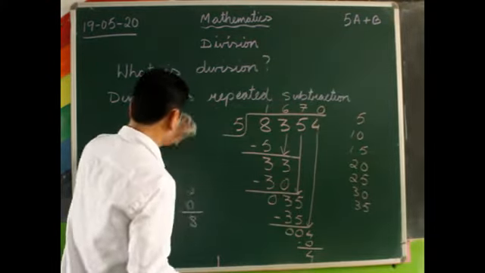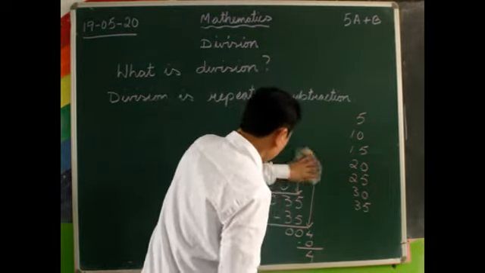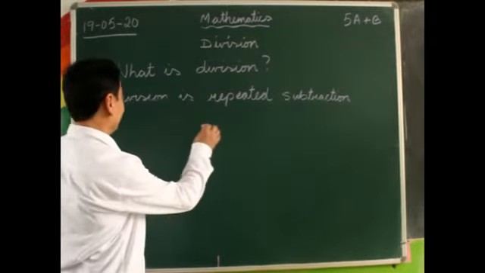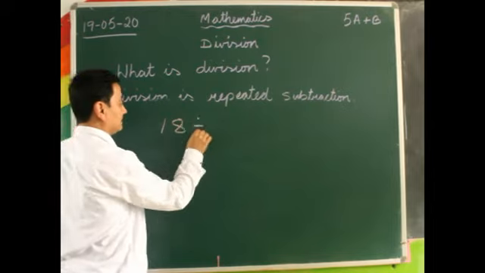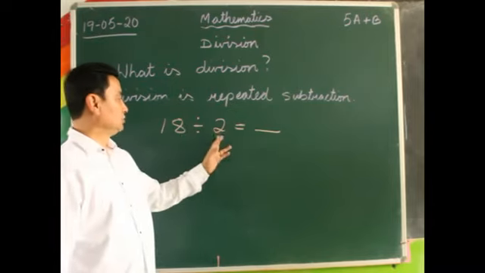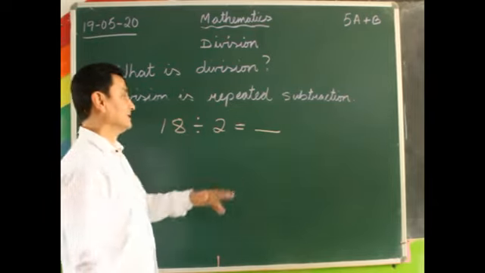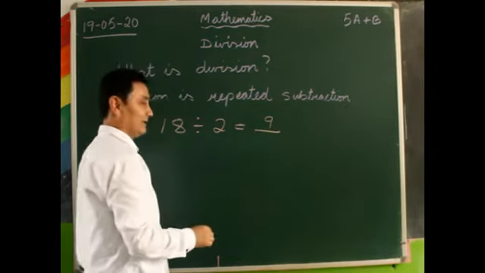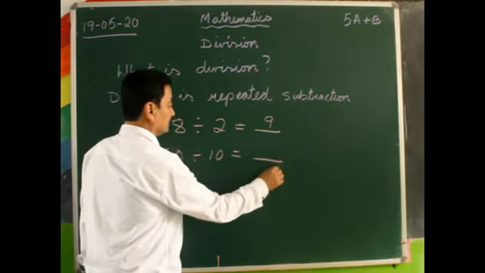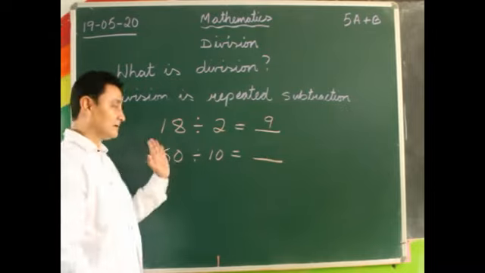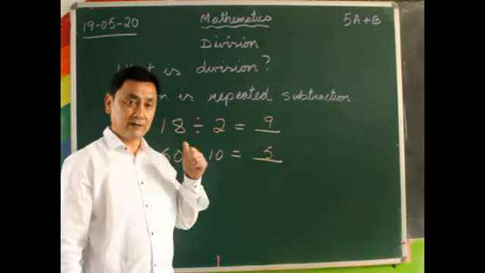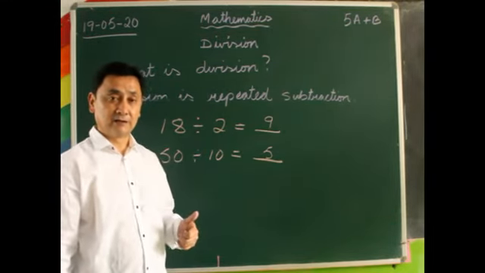And what you have to do is very simple, which we have done. So, your questions will be like this. 18 divided by 2. 2 will go into 18 how many times? 9 times. 2 nines are 18. 50 divided by 5 equals how much? 10? Yes, 10 fives are 50. Remember to do the sums, write your name and press the submit button.